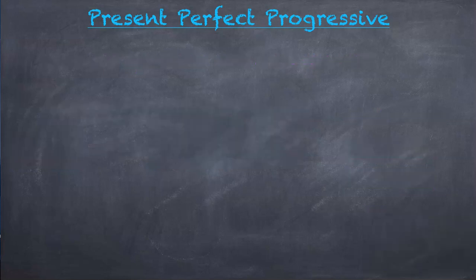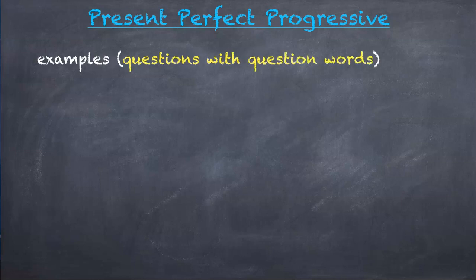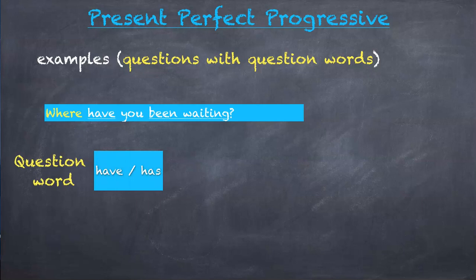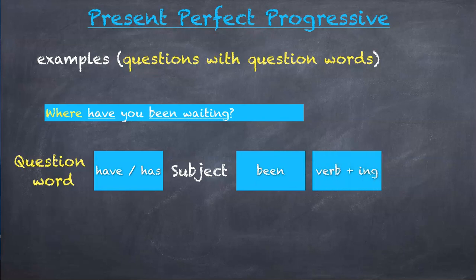And the last form of questions is questions with question words. Here is an example too. Where have you been waiting? You start the question with a question word, then you have or has, the subject, been, verb plus ing in the end. And here you have to give a long answer, something like I have been waiting around the corner or something like this.